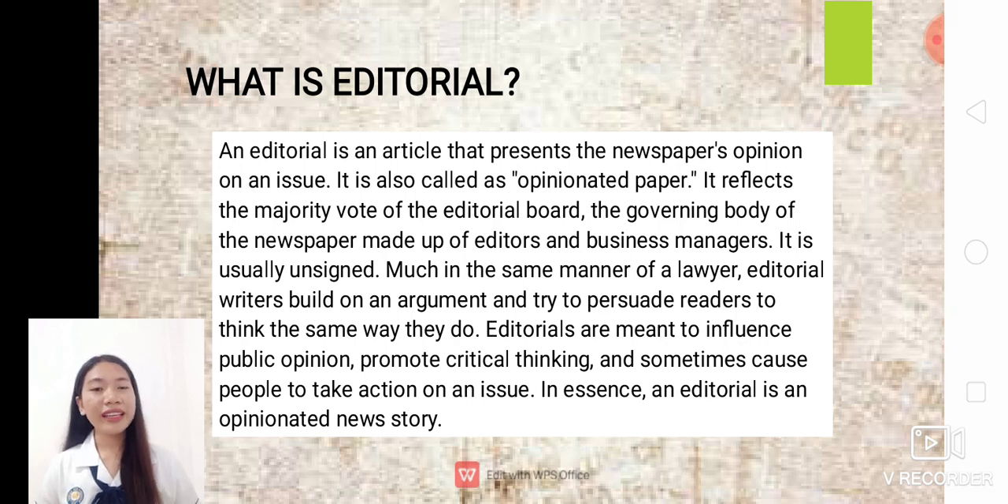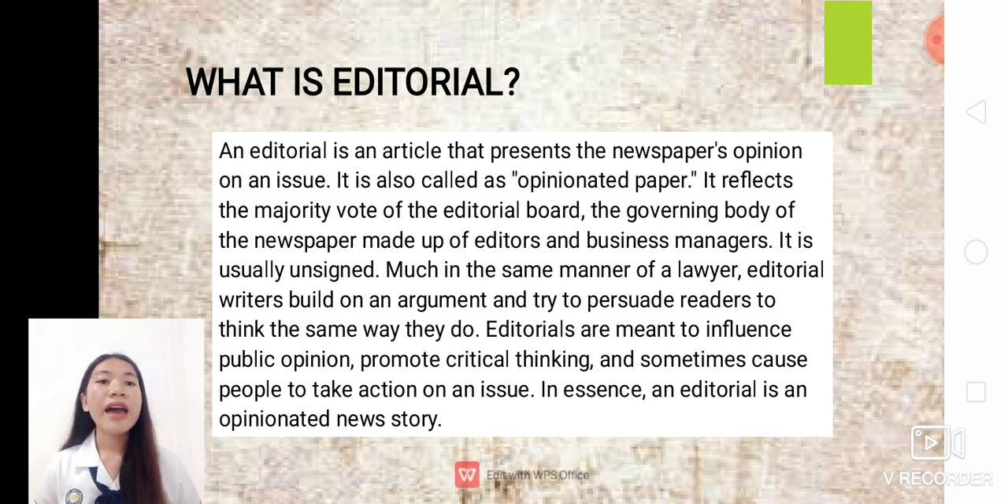An editorial is an article that presents the newspaper's opinion on an issue. It is also called an opinionated paper. It reflects the majority vote of the editorial board, the governing body of the newspaper, made up of editors and business managers. It is usually unsigned, and much in the same manner as a lawyer, editorial writers build an argument and try to persuade readers to think the same way they do.